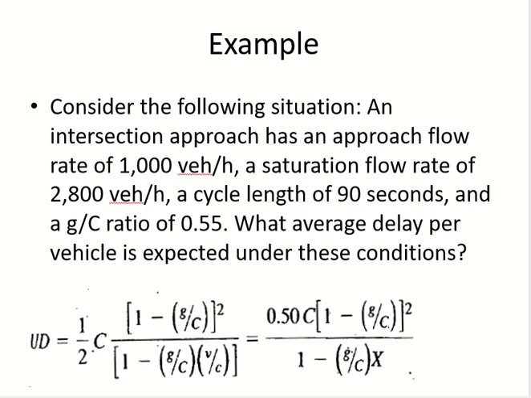Okay, a very simple example. We have an intersection approach with a flow rate of 1000 vehicles per hour. Saturation flow rate is given, cycle length is given, and G by C ratio is given, which is what we need in the equation. They need the average delay. Anything missing? This is the equation you see down here. What is missing in this equation? X is not given, right? We gave the G by C ratio, but X is not given.